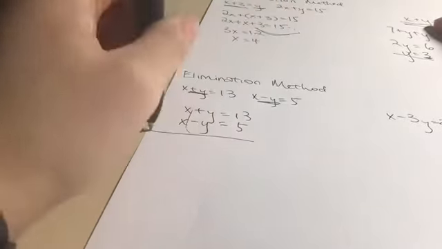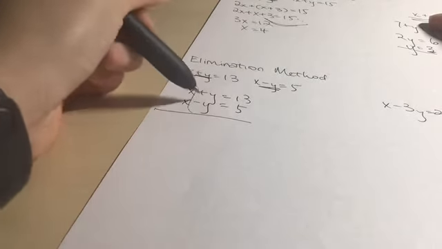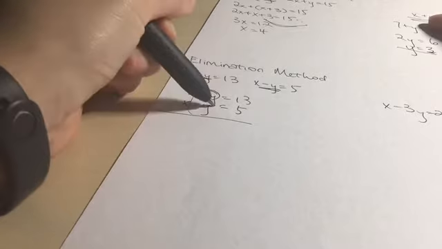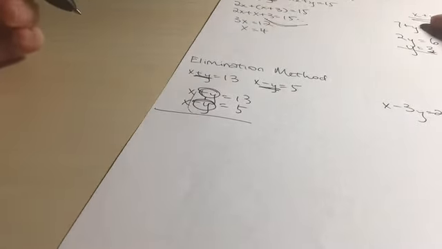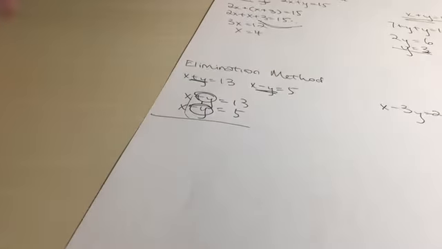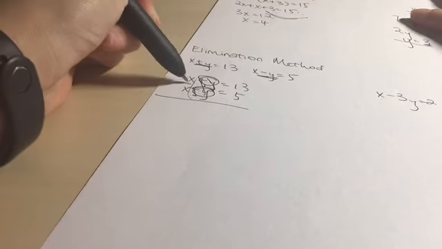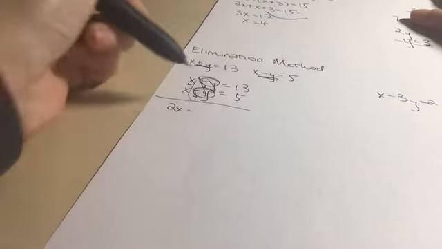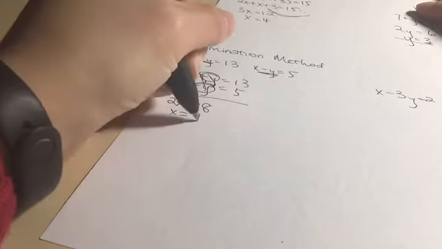So you are combining these two equations. See how this is a plus y and this is a minus y? These two will cancel out each other, because plus something and then minus something is basically plus or minus 0. So we cancel these out, we add x and x, 2x, and then we add 13 and 5, which is 18. Then we simplify this, and it will end up being x equals 9.